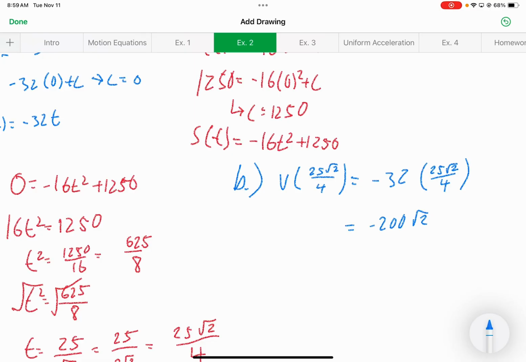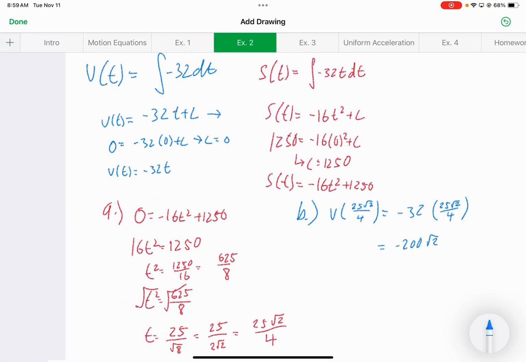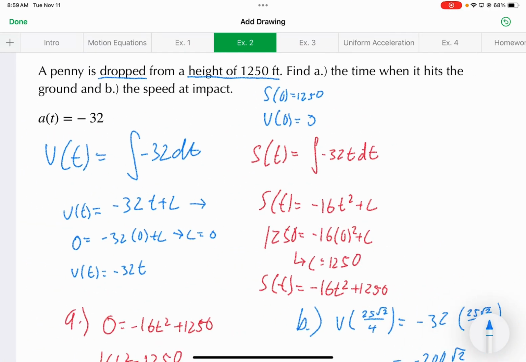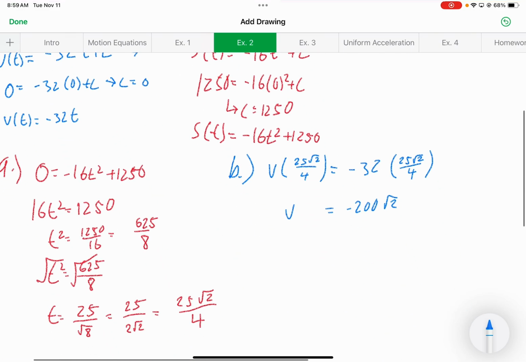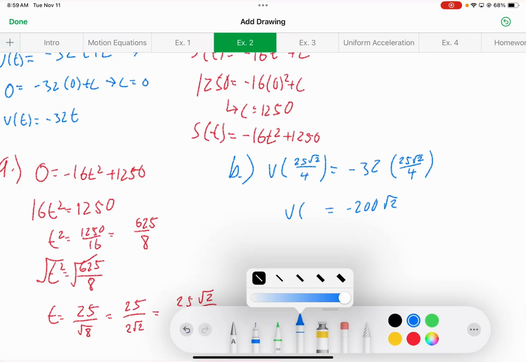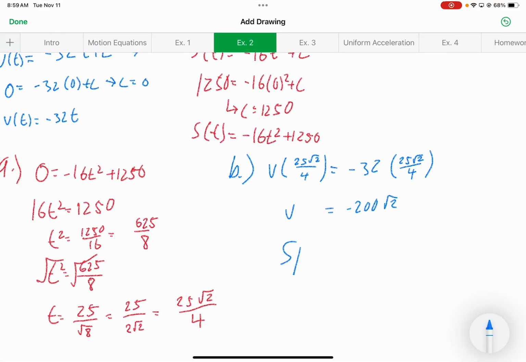But they asked for what? The speed. It's just the absolute value. So that would be my velocity, right? But we want speed. So our speed would be equal to the positive version of that: 200 square root of 2 feet per second. That's pretty quick, I think. All right, questions there?